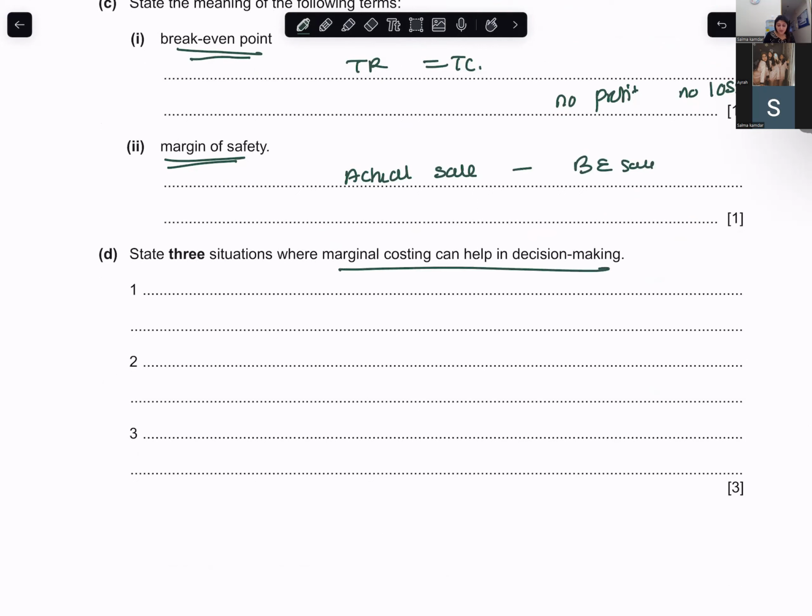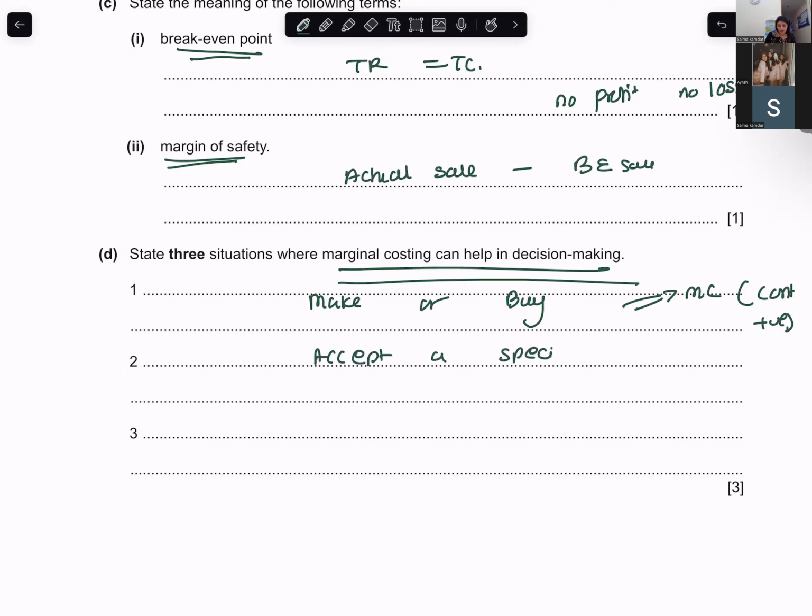Three situations where marginal costing can help you in decision making. Whenever you have to make or buy a product, you use marginal costing in decision making. If the contribution is positive, you make or buy. When you have to accept a special order. When will you accept a special order? If your contribution is positive, you accept the order, otherwise reject the order.